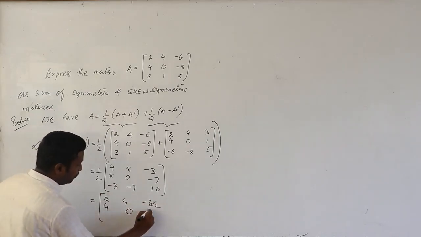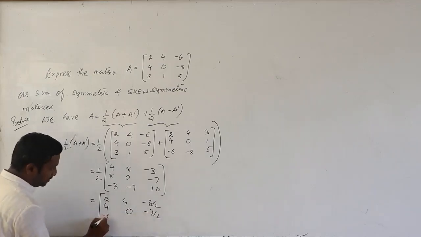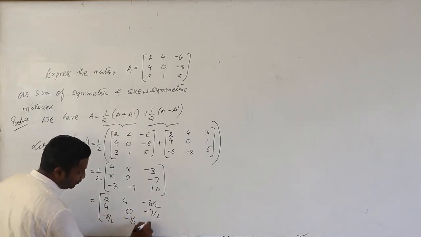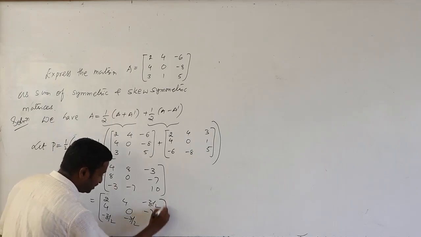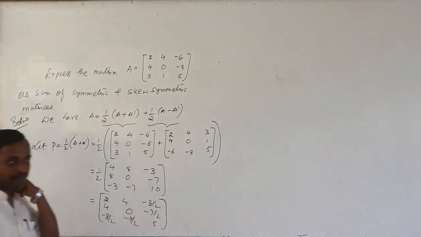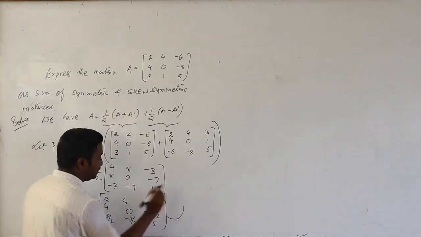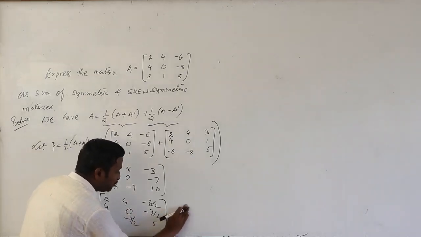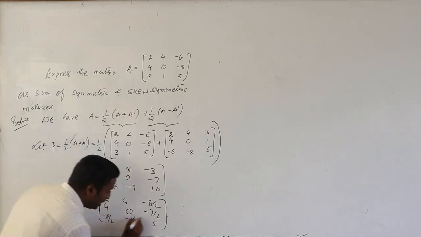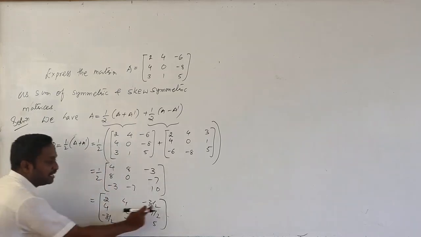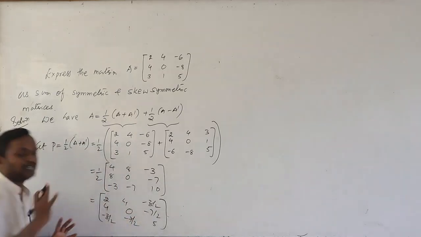4, 0, minus 7 by 2, minus 3 by 2, minus 7 by 2, 10 by 2 is 5. You can rewrite it. Observe the point. And what about the point here? The same matrix. If you leave these diagonal elements, what happens? This is exactly a symmetric matrix.